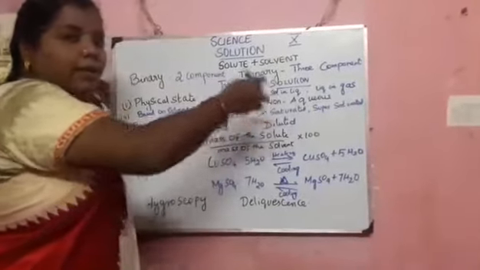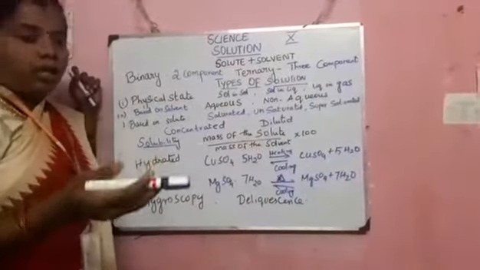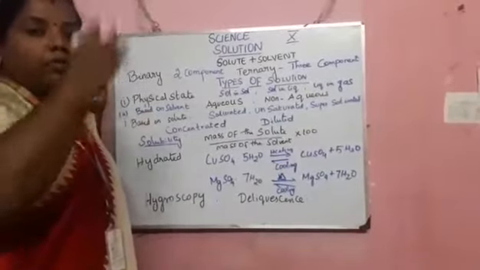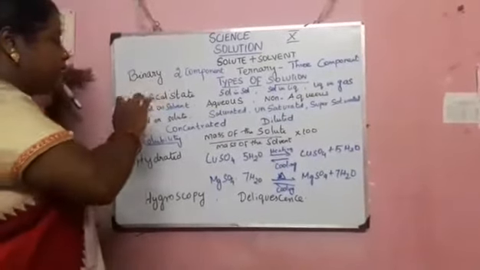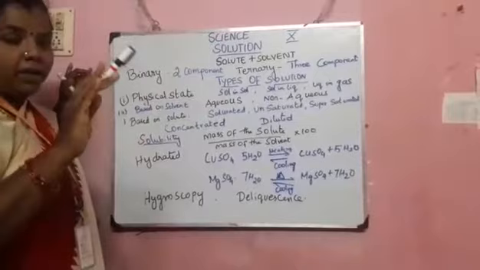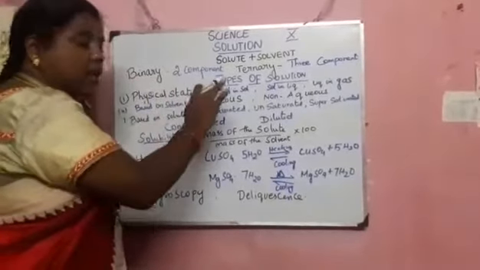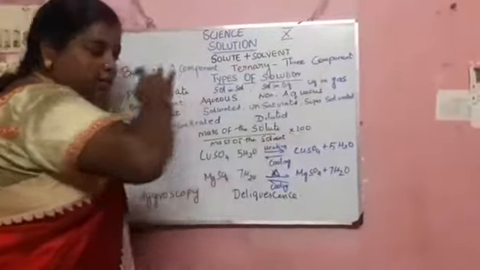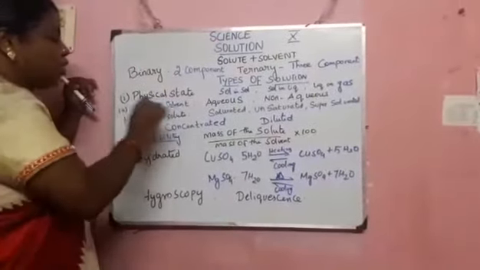So these are all examples for solid and solid. Then solid and liquid, as usual, sugar and water. And liquid and gas, water vapor. So we have two phases, two components will be there. That is the physical state. The solution will be classified based on the physical state: solid and solid, solid and liquid, liquid and gas.